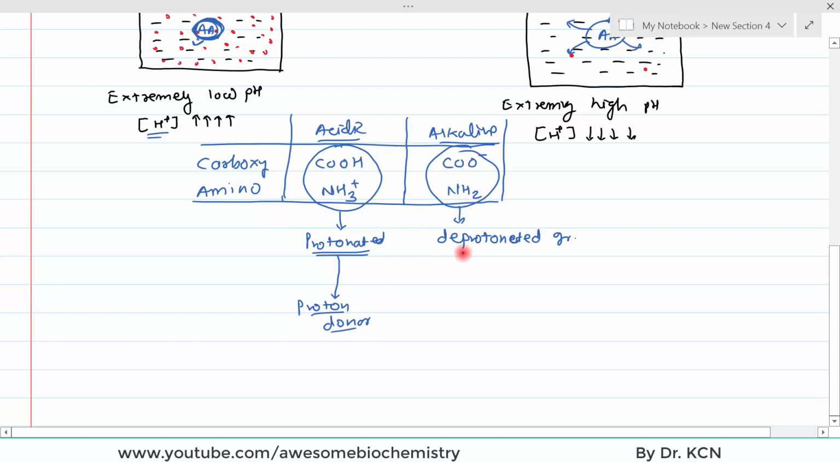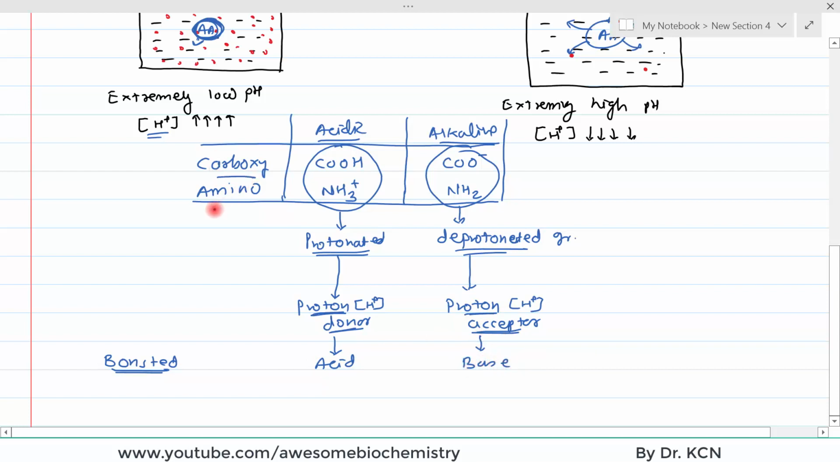Whereas in this case, the deprotonated groups do not have a proton, so here they can act like a proton acceptor. You can also call it an H plus donor or H plus acceptor, right. So, as per the Bronsted definition of acid and base, whenever some compound is a proton donor, we call it an acid, and whenever some compound is acting as a proton acceptor, it is known as a base.